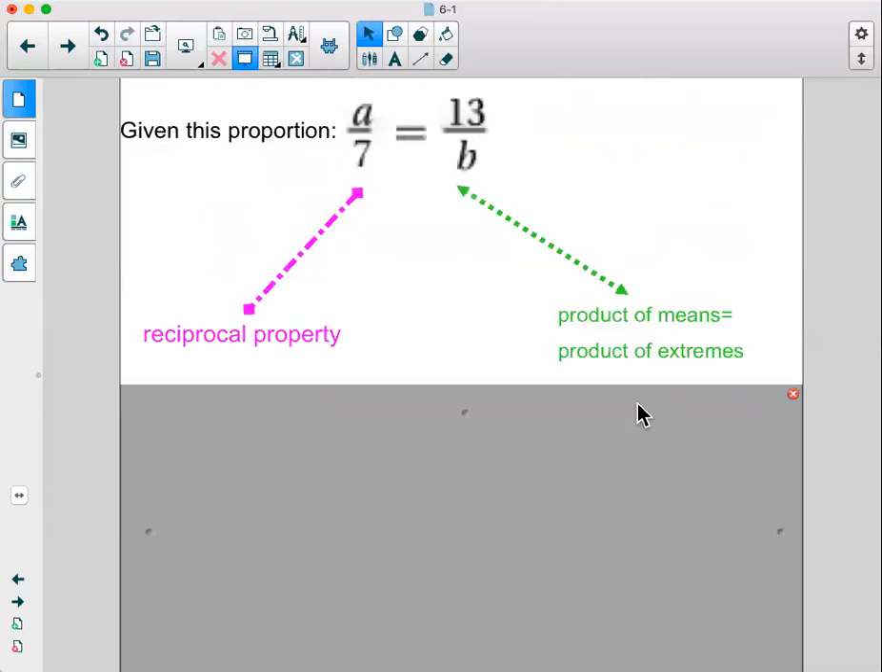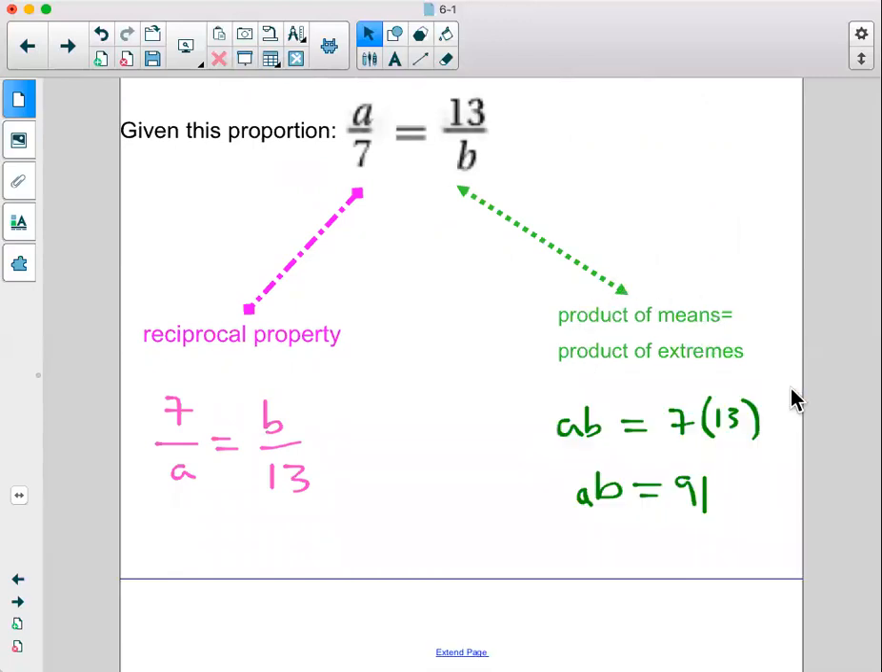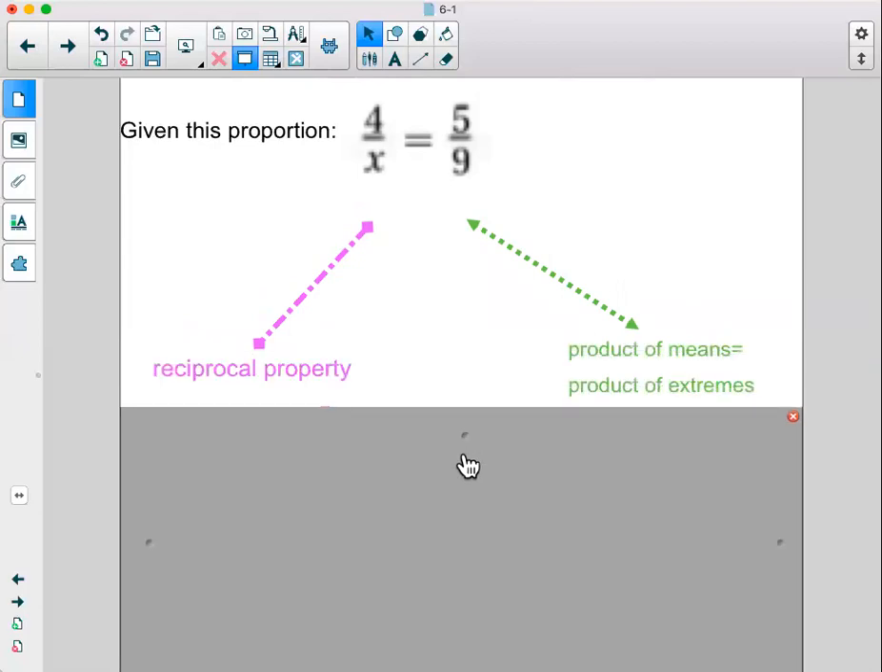So let's pause and practice applying both these properties to this given proportion. If we want to apply the reciprocal property, we flip everybody upside down. 7 over a equals b over 13. If we want to apply this property, the product of the means equals the product of the extremes. Pause, practice on your own paper, and then press play to apply both these properties.